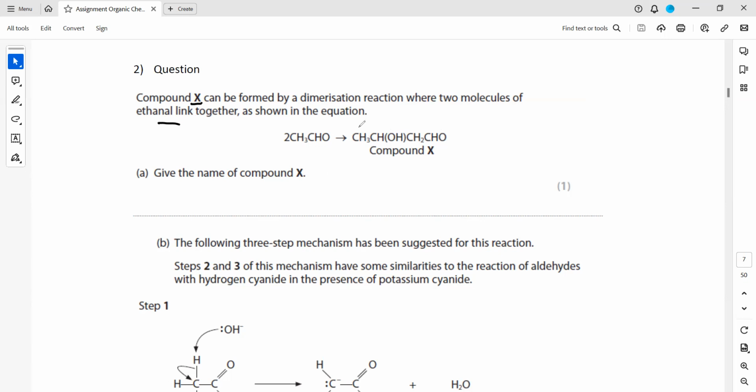So when we draw, consider the main chain: this is first carbon, second carbon, third and fourth carbon. The third carbon is having an OH group. So when OH group is considered as a branch, we call that a hydroxy. So this is 3-hydroxy. And because 1, 2, 3, 4 carbons are there, it will be but, single bond so 'an', and due to aldehyde, it will be 'al'. So it is 3-hydroxybutanal.